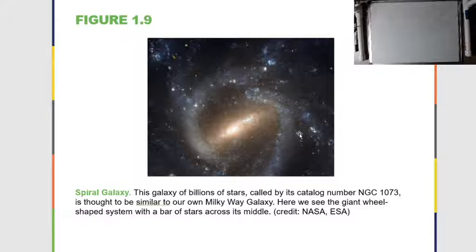This is a picture of a galaxy which contains billions of stars. It's NGC 1073. NGC stands for New General Catalog. There are ways of cataloging stars and galaxies and so on. It's thought to be similar to our own galaxy.